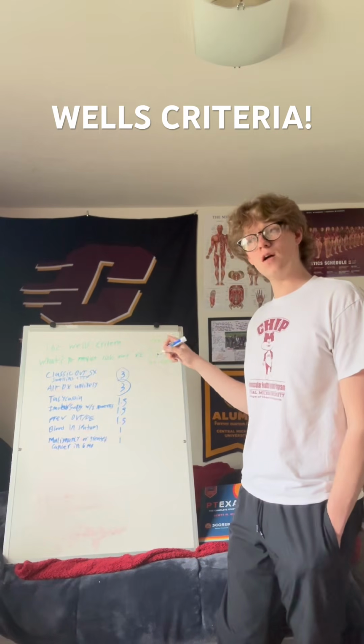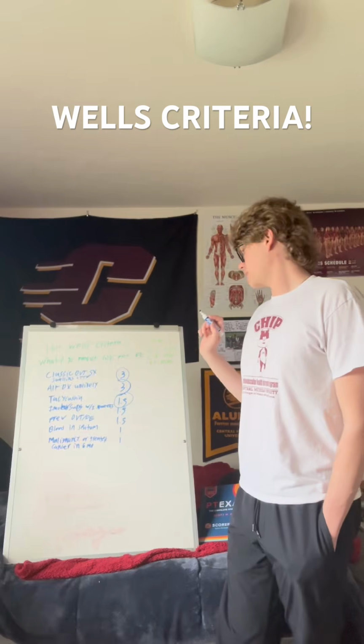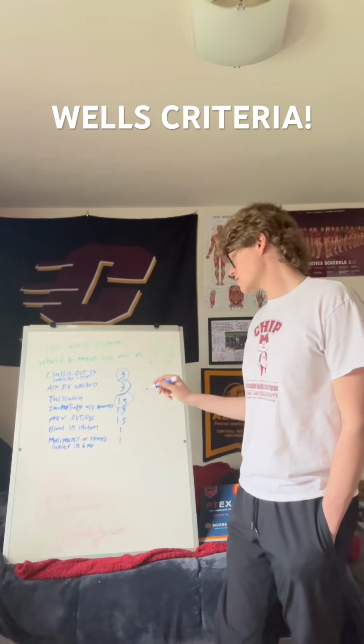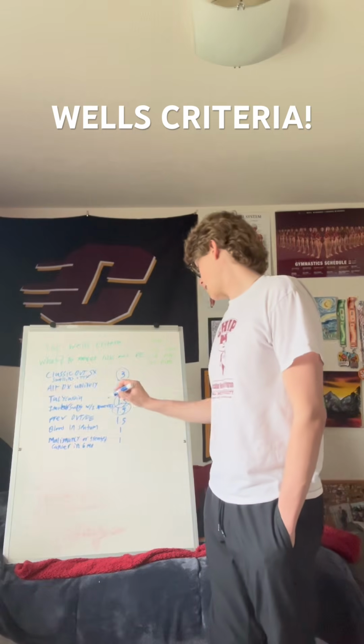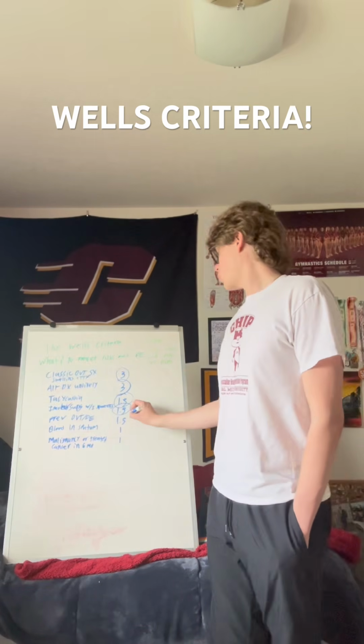Tachycardia, or heart rate over 100 beats per minute, gets you 1.5. Any immobilizations or surgeries within the past 4 weeks also gets you 1.5 points. Previous DVTs or pulmonary embolisms, 1.5 points.